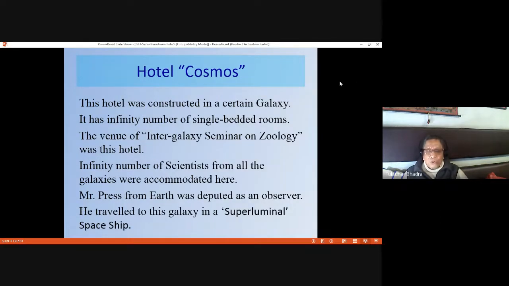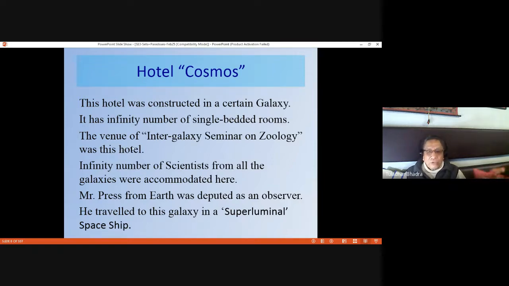So the story goes like this. It is called Volatile Cosmos. This hotel was constructed in a certain galaxy. We are talking about infinite numbers. It has an infinite number of single-bedded rooms. A very luxury type of hotel.